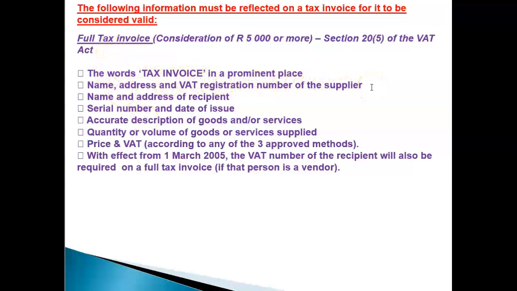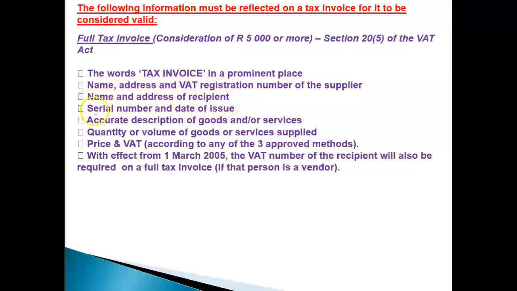So if I've sold something to you, my name, address, and VAT registration number of the entity that I'm running must appear on the tax invoice. Then also on the tax invoice, your name and your address has to appear. You are the recipient now.